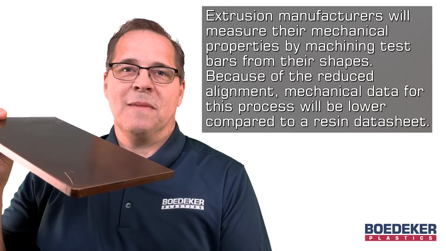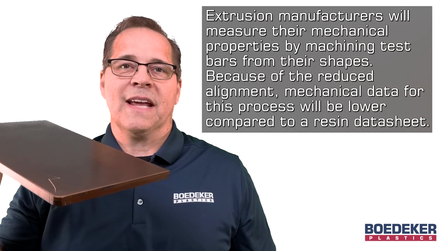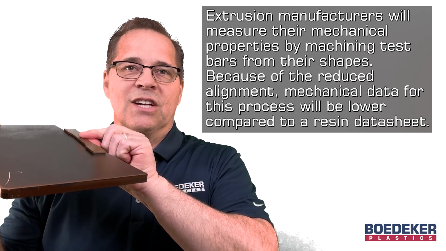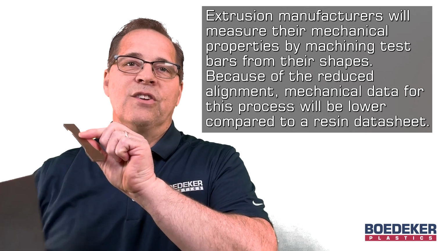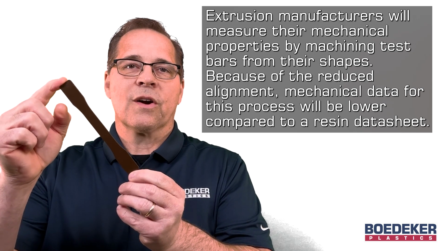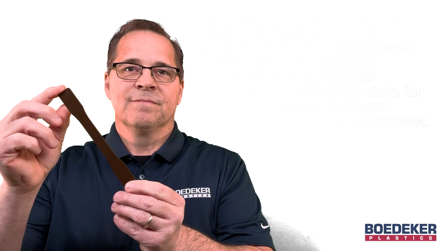The extrusion manufacturers will actually measure their mechanical properties by machining their test bars directly from their stock shapes. Because of the reduced alignment, mechanical data for this process will be lower compared to the resin data sheet.